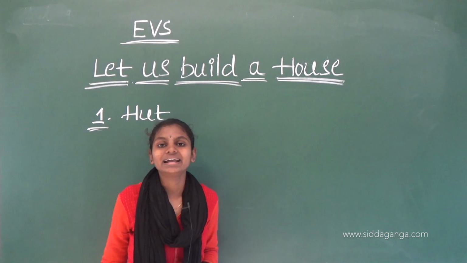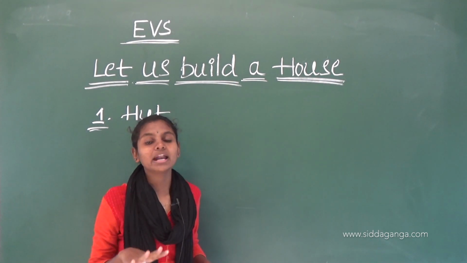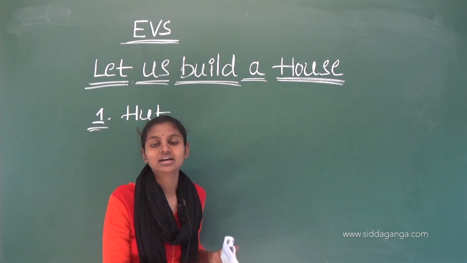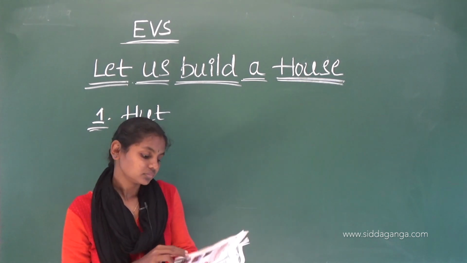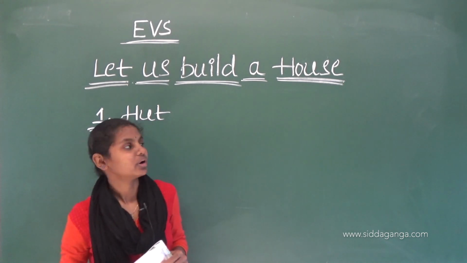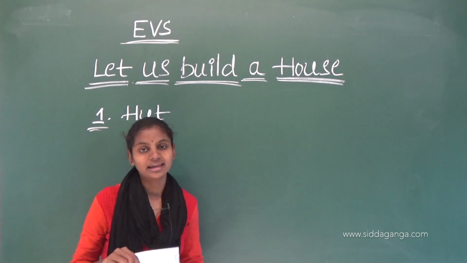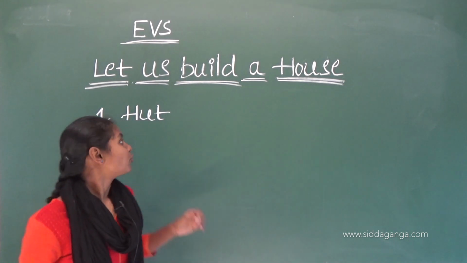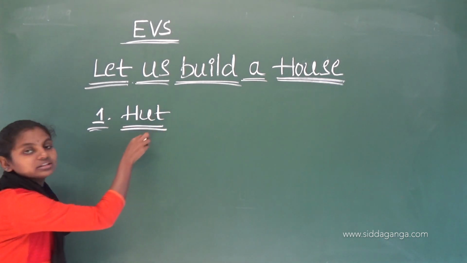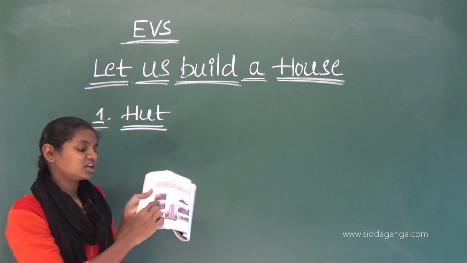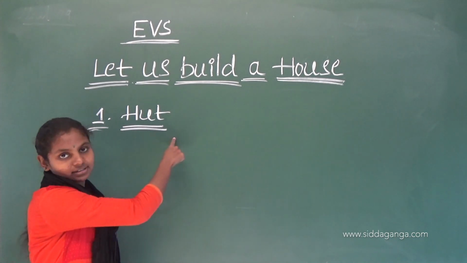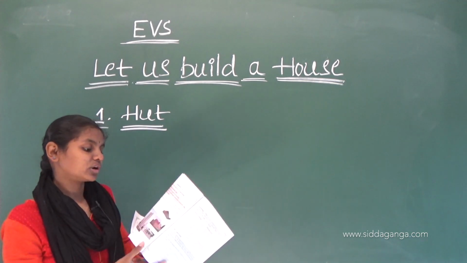Hut means what? It is a small house which is made up of dried leaves, some mud and also some other materials like wood and leaves. Okay, you have to write it in the procedure. So what is the name of your first picture? That is hut. You have to write the word hut in the space provided. Below that picture you can see a space. In that space you have to write hut. Understood this? Next, move on to the second picture.